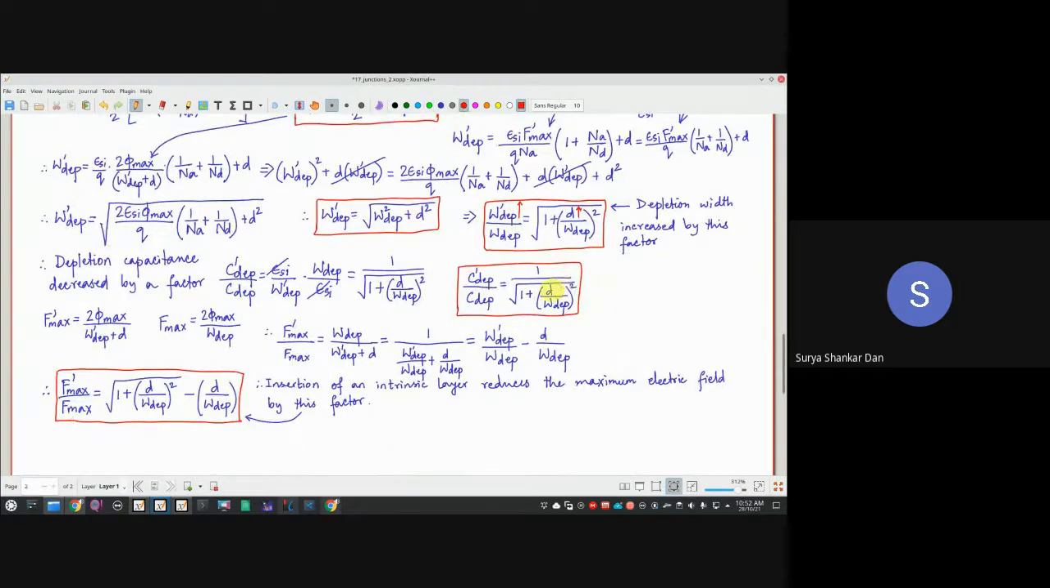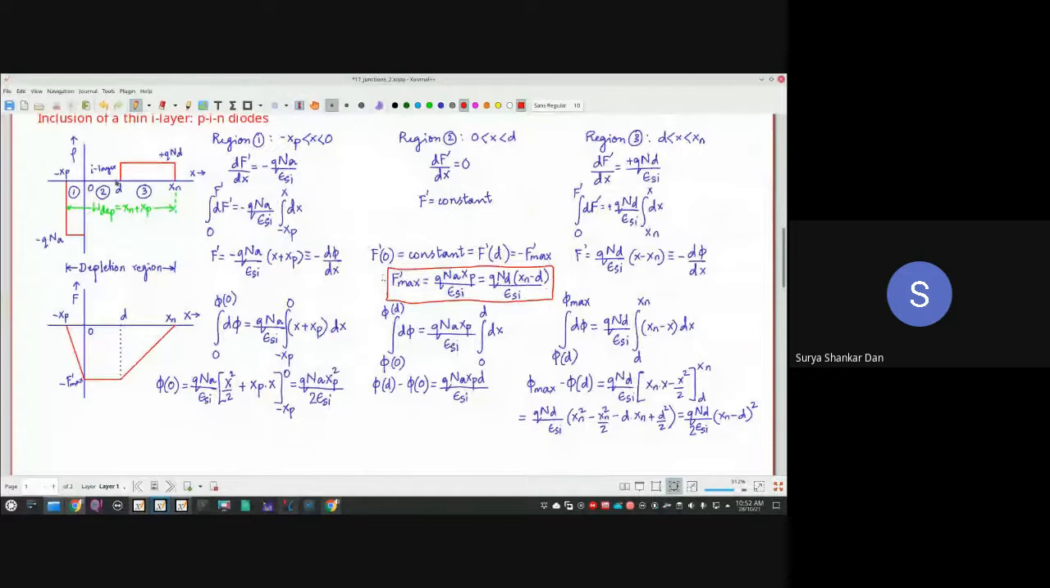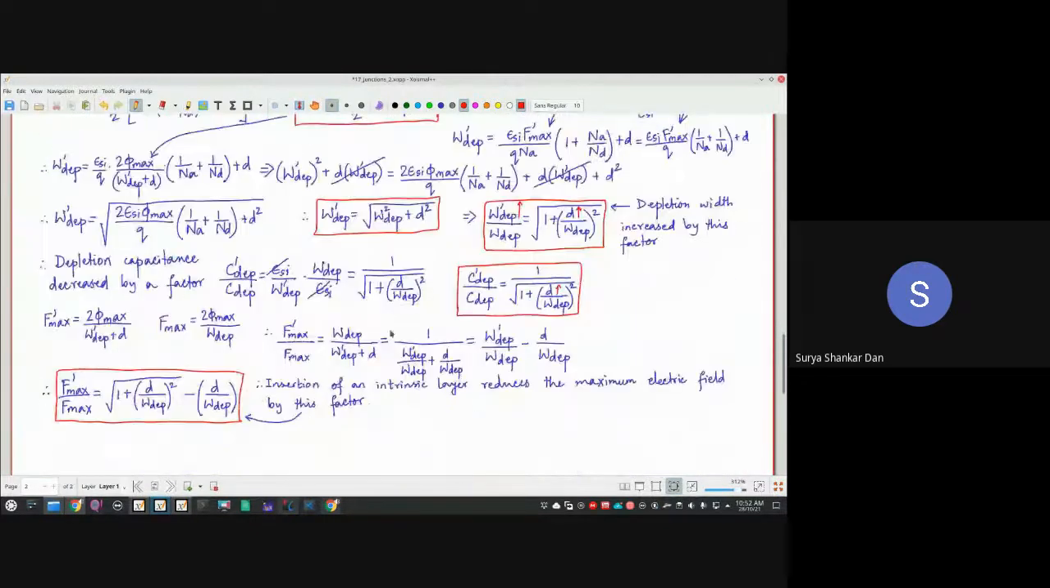Now notice, अगर ये D बढ़ा रहे हैं, that means I am increasing the intrinsic region I. This width of the intrinsic region अगर हम बढ़ा रहे हैं, then what is the influence on the capacitance? So if this increases, this whole factor increases, that means C dep dash decreases. Awesome.